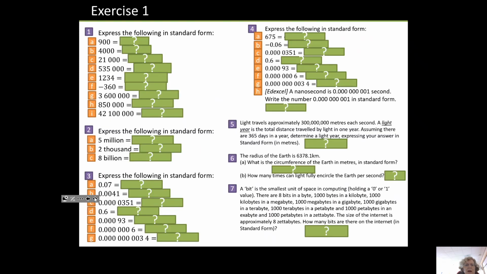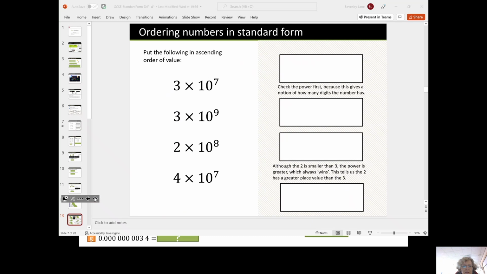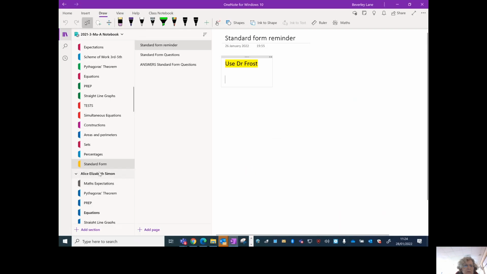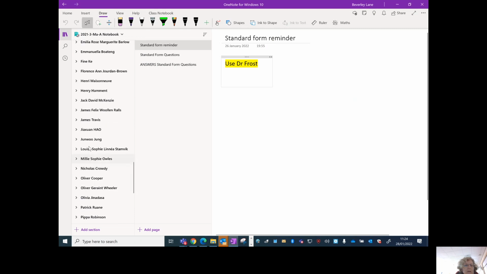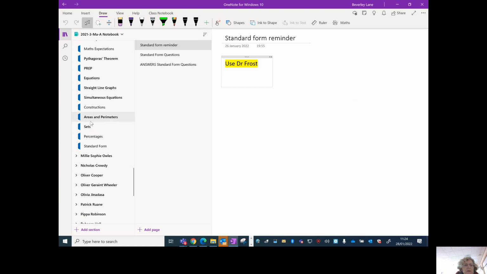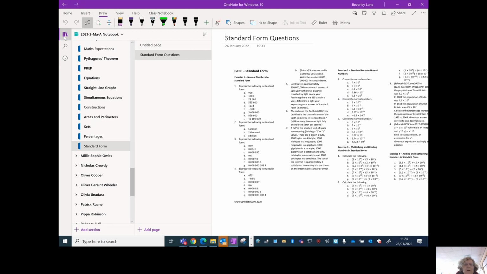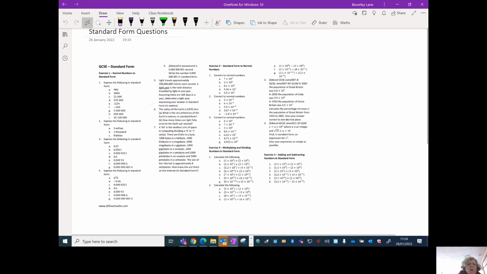And you're now going to do this exercise. You will find this exercise if I just take you into your OneNote, that's probably the easiest way for you to find it. There is a new section called standard form. Here we have standard form questions. Now, I only want you to do exercise 1.